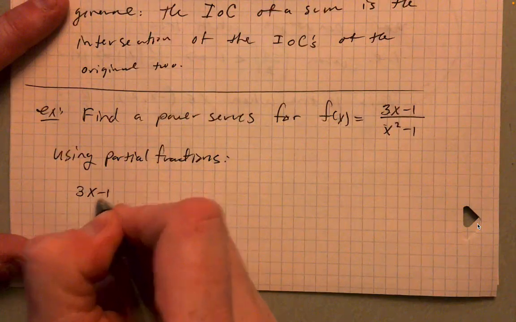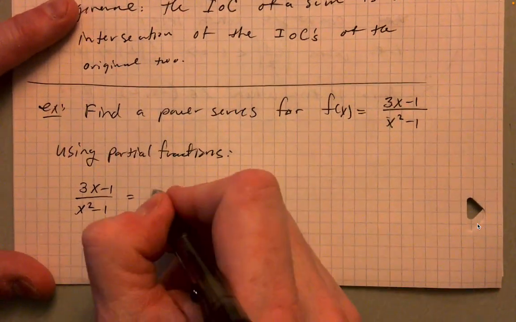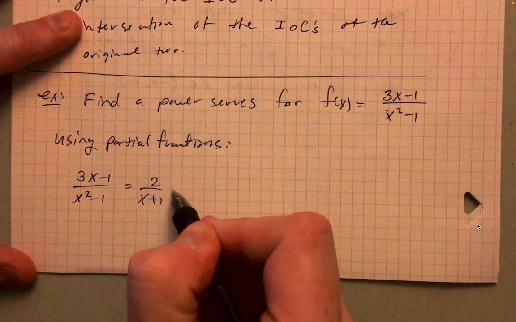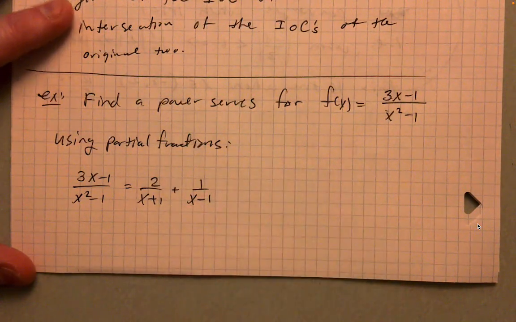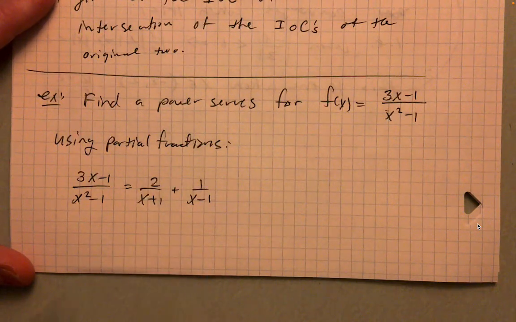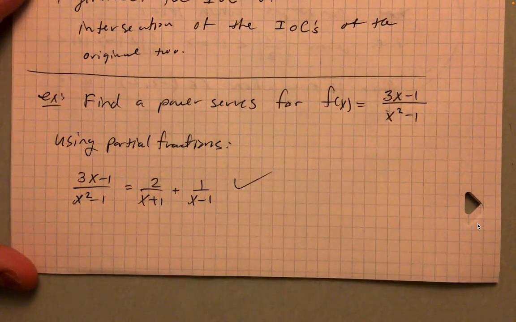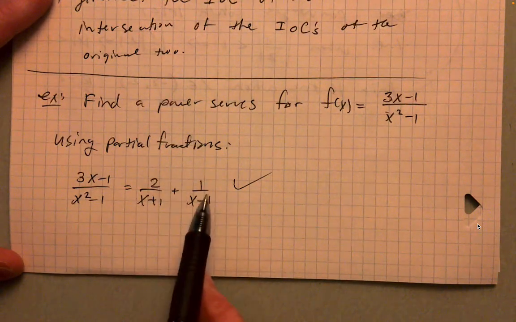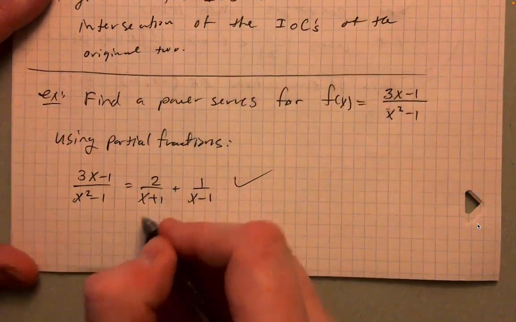So 3x minus 1 over x squared minus 1, right? And you can do a partial fraction decomposition on this, and when you do, you get 2 over x plus 1 plus 1 over x minus 1. Clearly this can be factored into these two pieces, and the numerators can be found. Given the fact that the function can be written as a sum like this, and that each of these look geometric, you can use what we just learned.